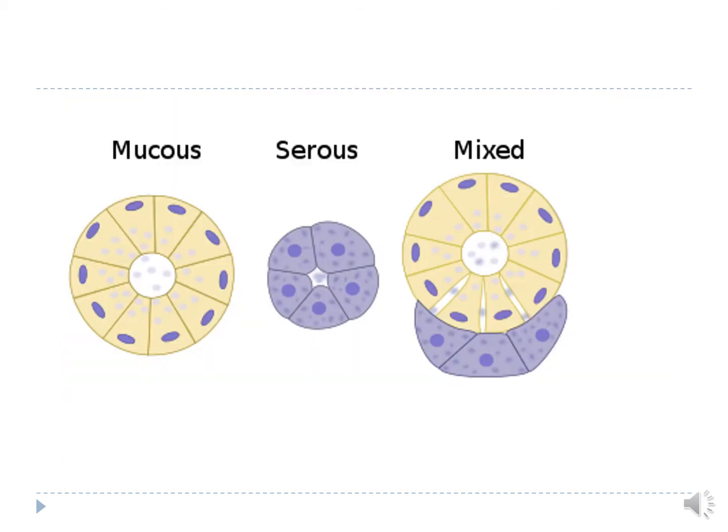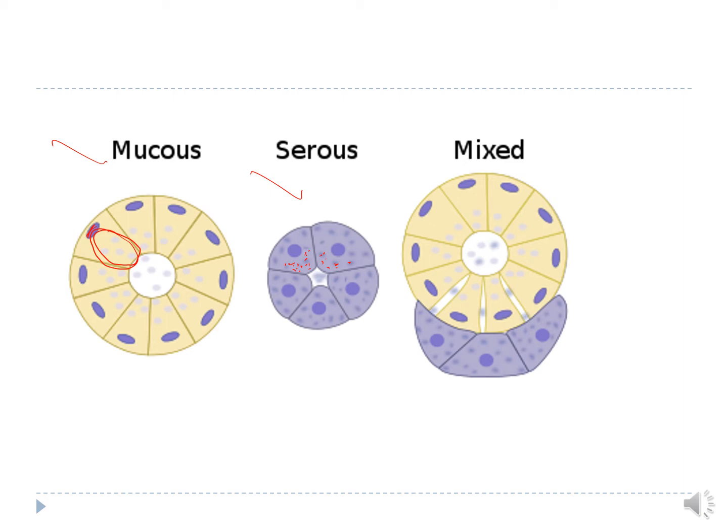So here again is a diagrammatic picture of the mucus acini and the serous acini. In the mucus acini, you can see the flattened peripheral nucleus with mucin granules in the apical part, which are washed out in the fixation, while the serous acini contain pink zymogen granules in the apical part and purple basal portions.